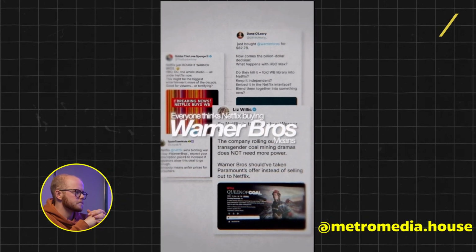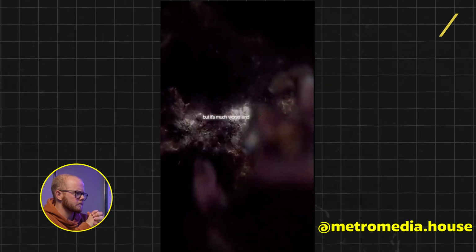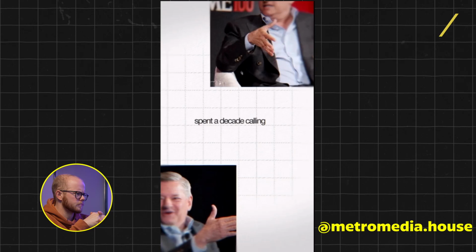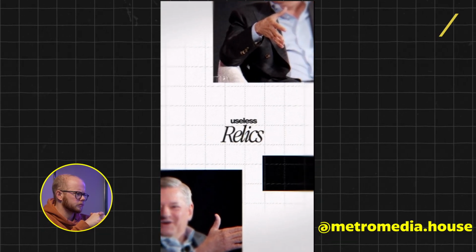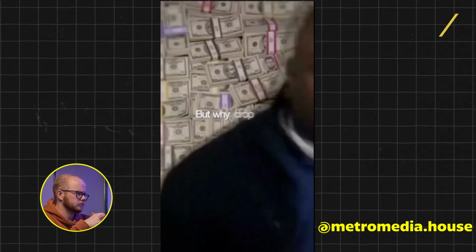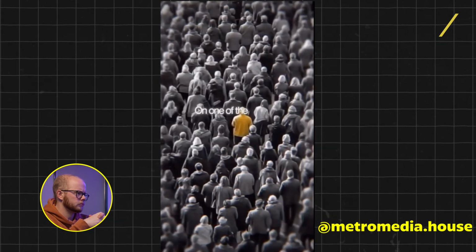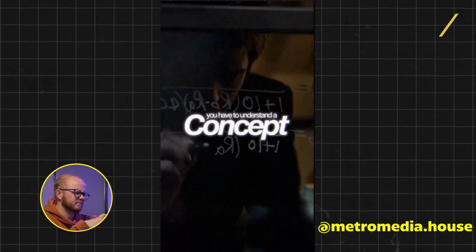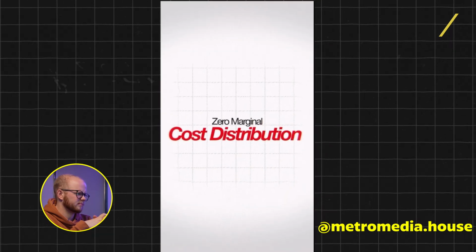Everyone thinks Netflix buying Warner Bros. means cinema is dead, but it's much worse and bigger than that. Ted Sarandos, CEO of Netflix, spent a decade calling theaters useless relics. Then this week, he bought Warner Bros. But why drop $83 billion on one of the biggest loss leaders in the industry? To understand this, you have to understand a concept called zero marginal cost distribution.